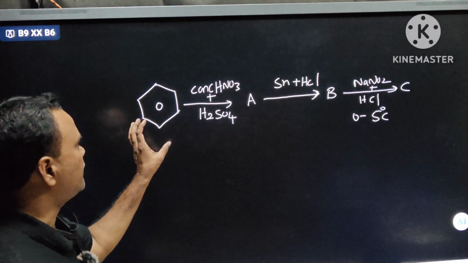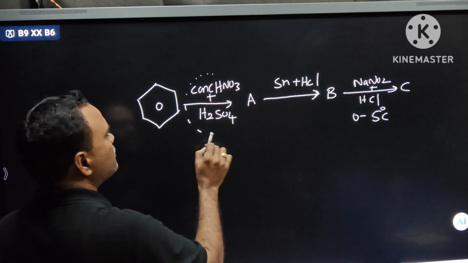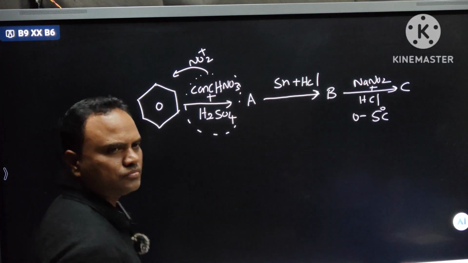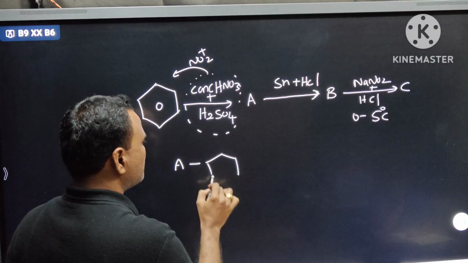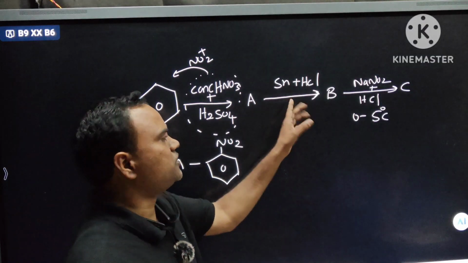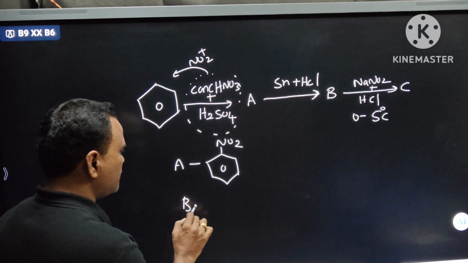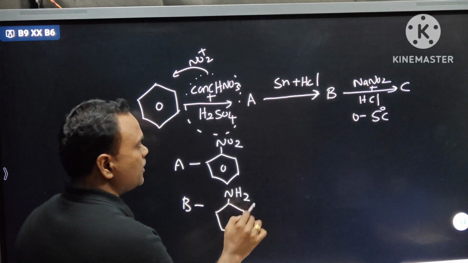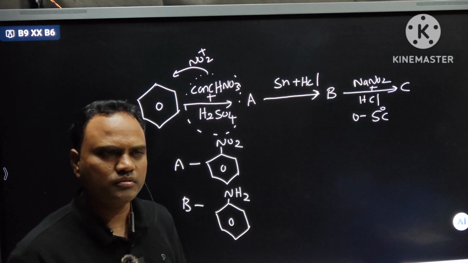Okay, right. Benzene when treated with nitration mixture, what is the role of this reagent? It releases the NO2 plus electrophile. So A is nitrobenzene. Nitrobenzene when treated with Sn plus HCl, aniline is formed. So B is aniline. Aniline when treated with NaNO2 plus HCl will give benzene diazonium chloride.